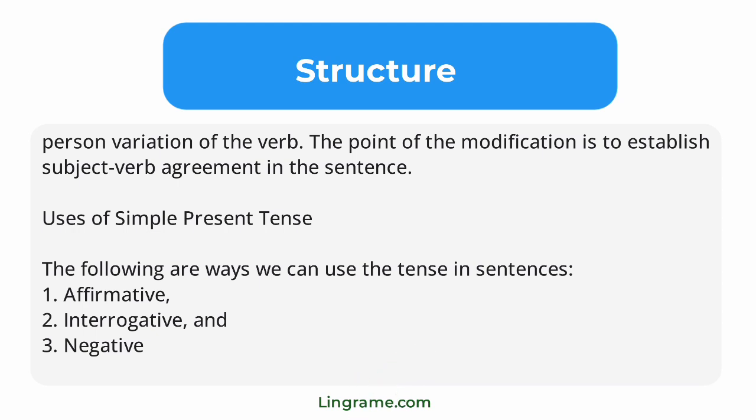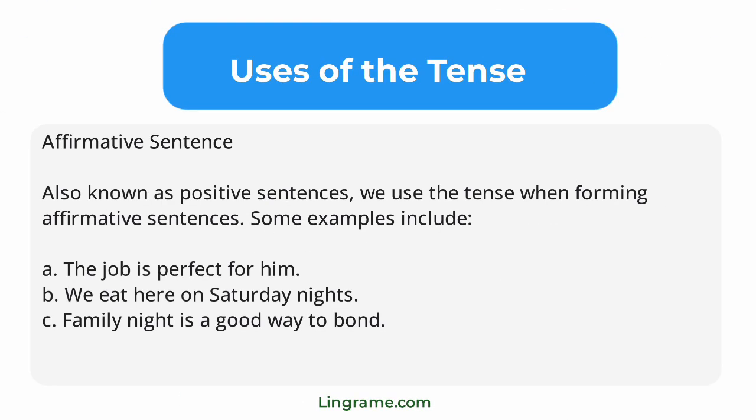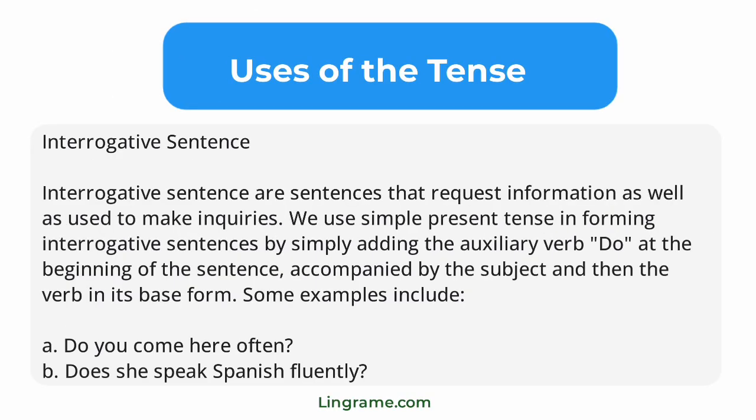Uses of simple present tense. The following are ways we can use the tense in sentences: affirmative, interrogative, and negative. Affirmative sentence. Also known as positive sentences, we use the tense when forming affirmative sentences. Some examples include: the job is perfect for him. We eat here on Saturday nights. Family night is a good way to bond.